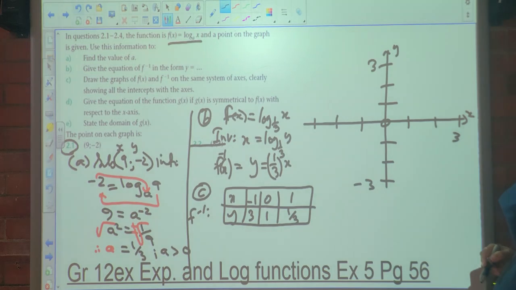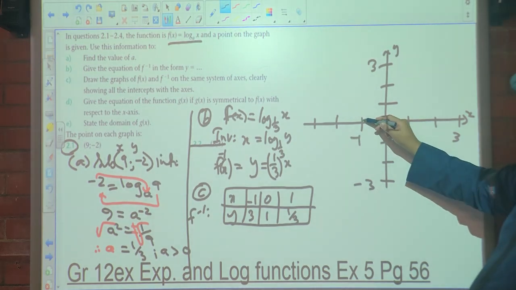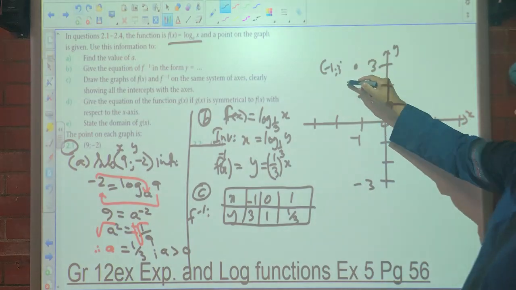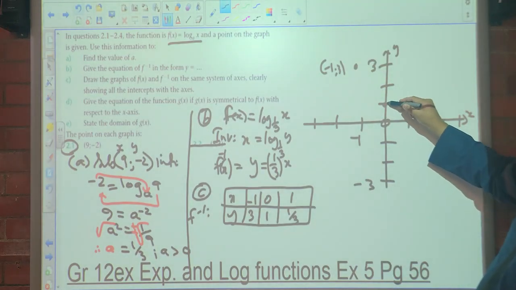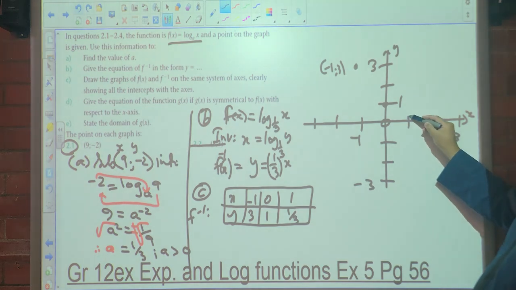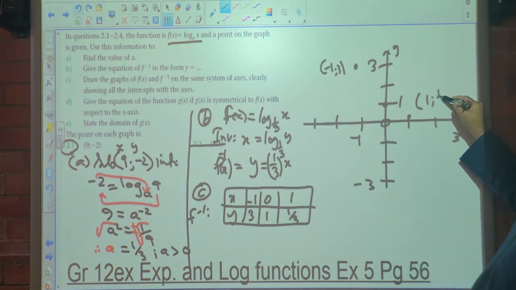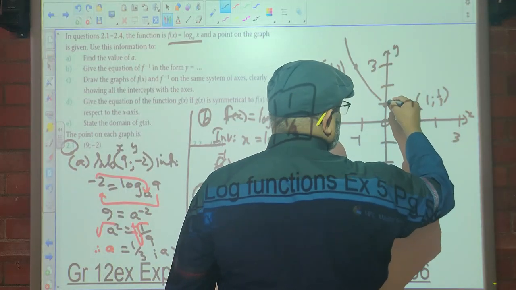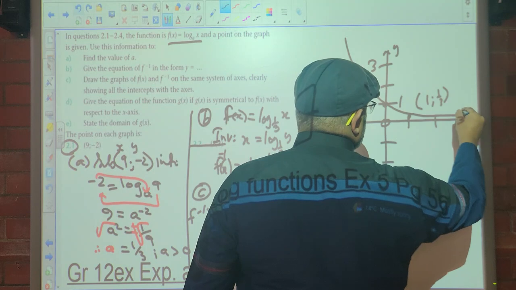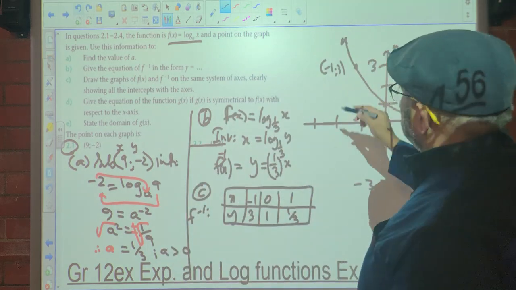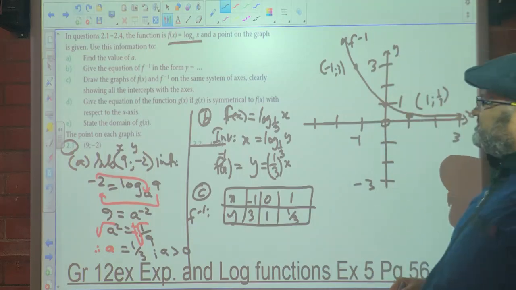Okay. So x is minus 1, y is 3. X is 0, y is 1. X is 1, y is a third. So that is a decreasing exponential function. And that is the inverse function.